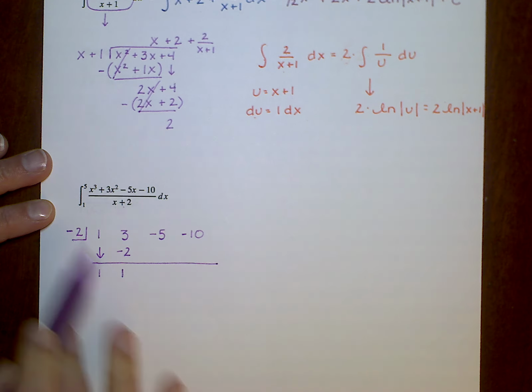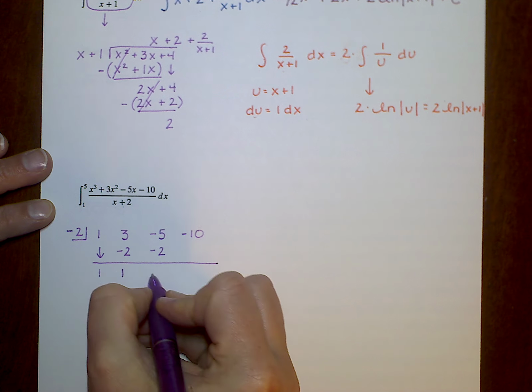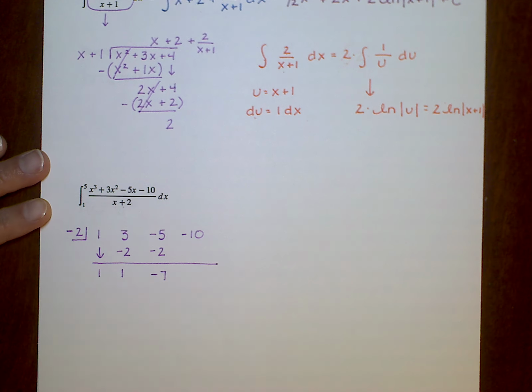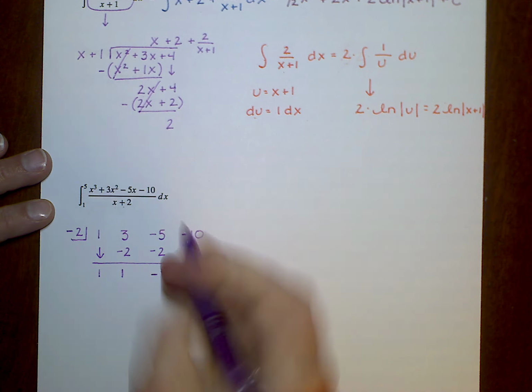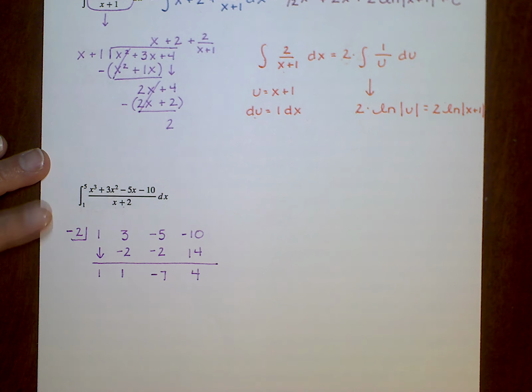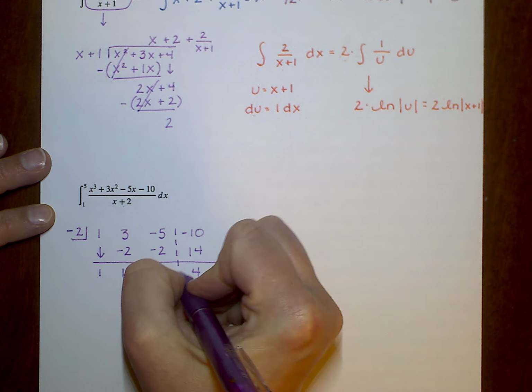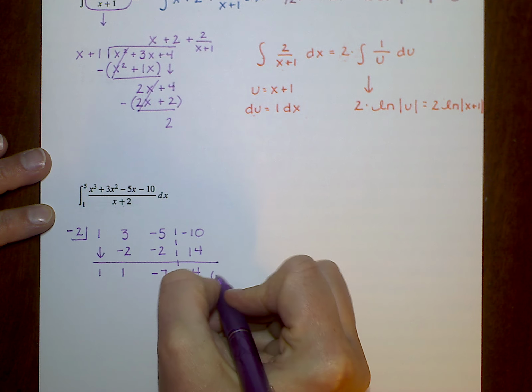Negative 2 times 1 is another negative 2. And when I add together, this is now negative 7. And then negative 2 times negative 7 is positive 14. And when I add together, that makes a positive 4. And that 4, that number on the end, that's always my remainder. Okay, so this is my remainder right here.